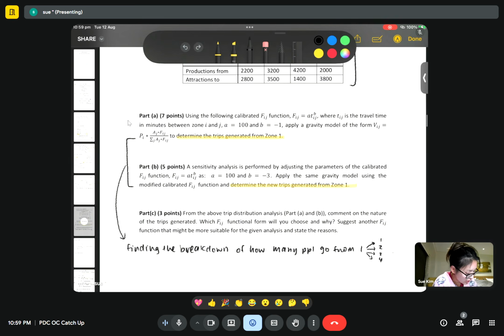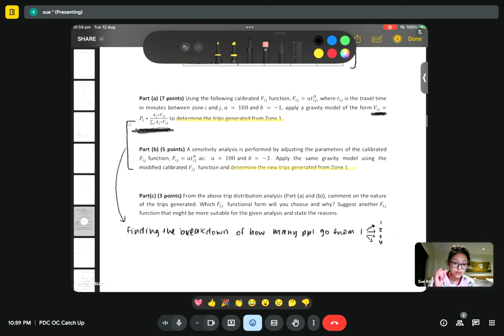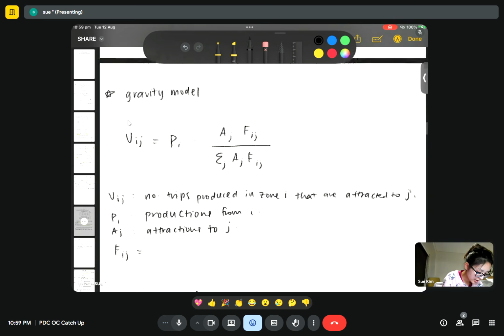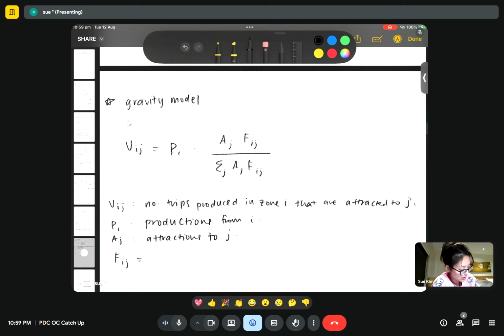Part A says, using the following calibrated function, what is the travel time in minutes, applying the gravity model of the form Vij equals Pi Aj Fij over the sum. The question is to determine the trips generated from zone 1. So we're going to find how many trips were generated from zone 1 to zone 1, then from zone 1 to zone 2, zone 1 to zone 3, and zone 1 to zone 4. So we have to apply this equation 4 times. And this is the equation for the gravity model.